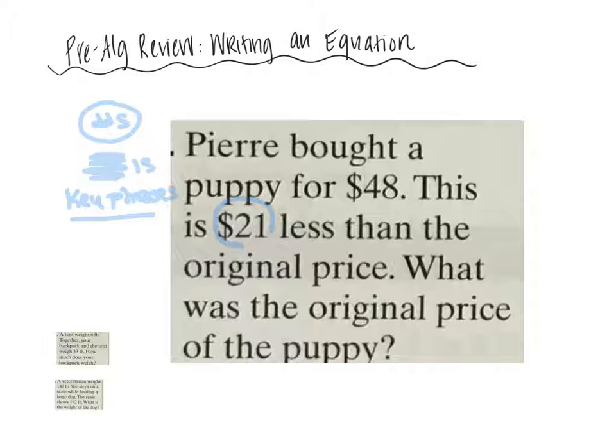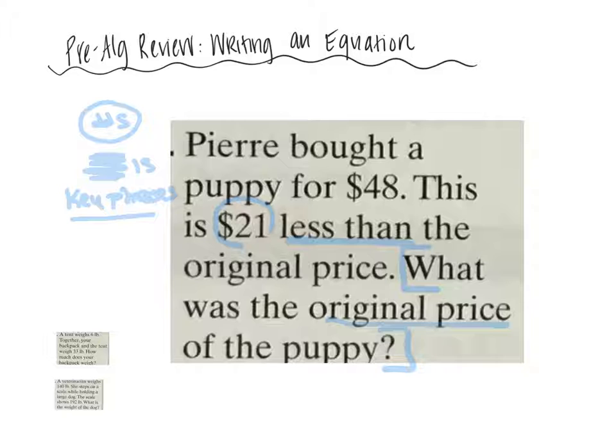Okay, so let's look at some of these. Pierre bought a puppy for $48. This is 21 less than, this is a key phrase, the original price. What was the original price of the puppy? And I want to bracket my question. What was the original price of the puppy?